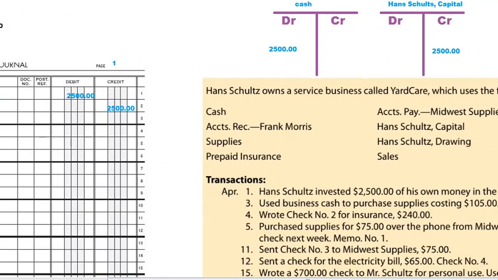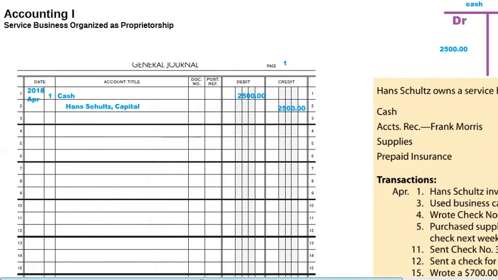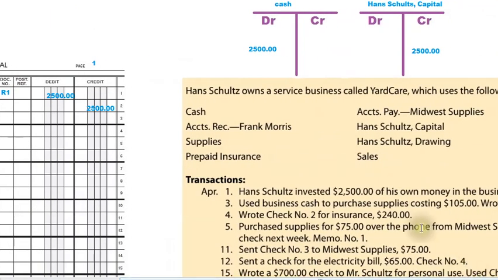We see at the end of the transaction we are given the source document. In this case, it's receipt number 1. We're going to go ahead and put R1, receipt number 1. Okay? Wonderful. Let's move on to the second transaction that takes place on the 3rd. On the 3rd of April, use business cash to purchase supply costing $105.